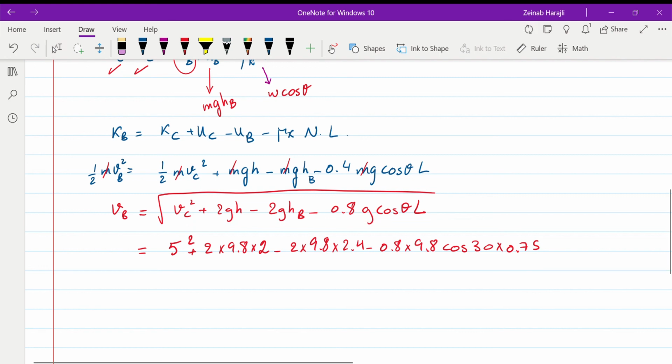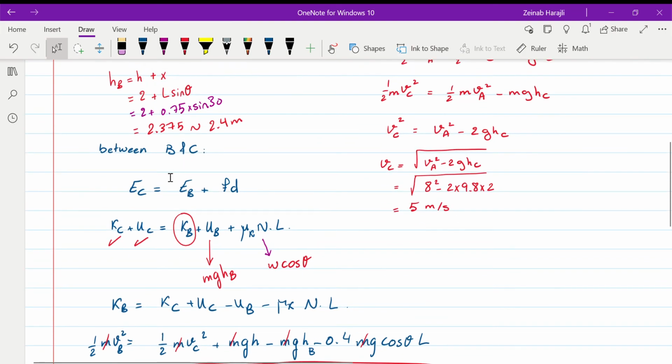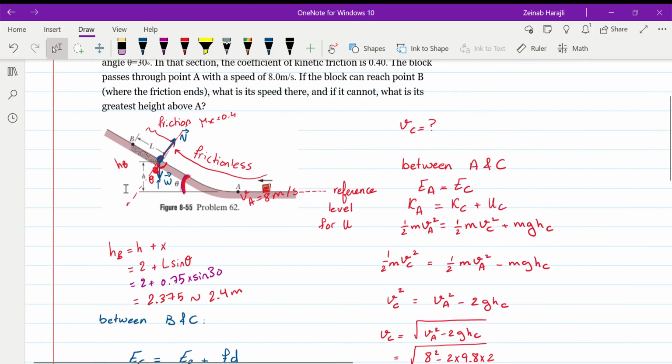So if we solve this, we will be able to find the value of the speed, and this will give us an answer of 3.5 meters per second. So this is the speed at point B, which we found by studying the change in the mechanical energy, considering that the change in the mechanical energy is equal to the energy loss due to the friction.